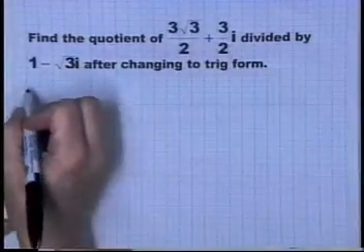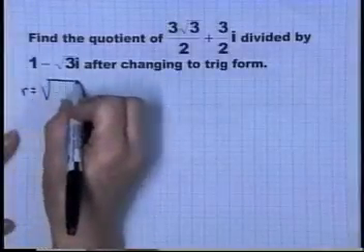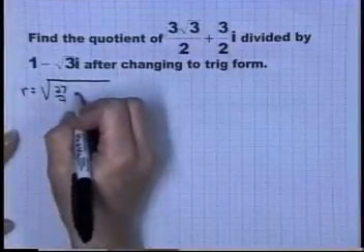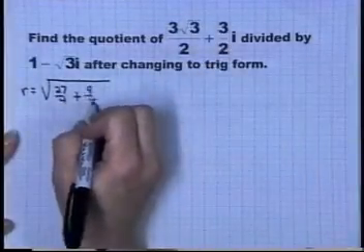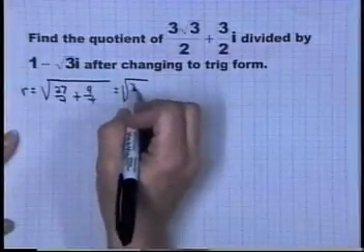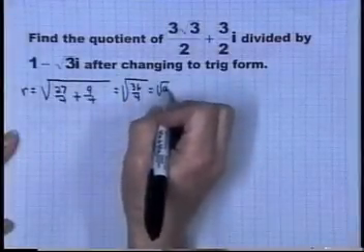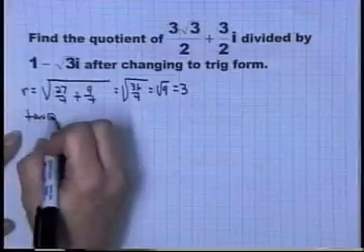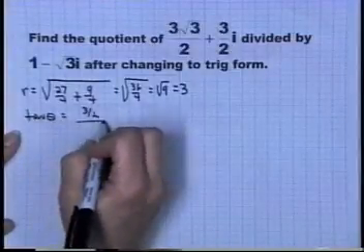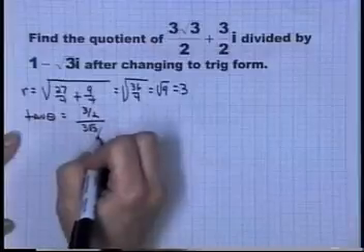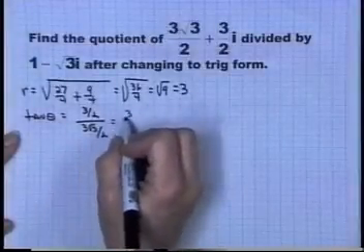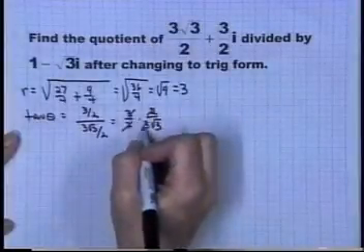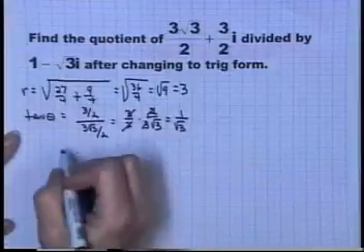Using this one, r is going to be the square root of, if I square this, I have 9 times 3 is 27 over 4, plus if I square 3 halves, I have 9 over 4. That gives me square root of 36 over 4, square root of 9, which is 3. The tangent of theta: my y is 3 halves over my x, 3 square root 3 over 2. Okay, I'm going to flip and multiply. We've done this a while ago. 2's cancel, 3's cancel. I get 1 over square root 3.